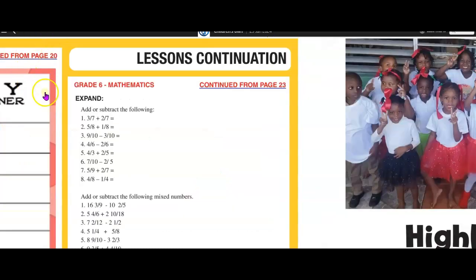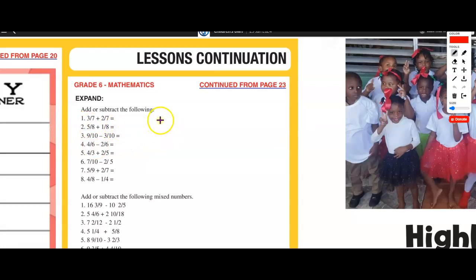So here we have some work for you to do. Add or subtract the following: 3 sevenths and 2 sevenths, 5 eighths and 1 eighth, 9 tenths minus 3 tenths, 4 sixths minus 2 sixths, 4 thirds plus 2 fifths, 7 tenths minus 2 fifths, 5 ninths plus 2 sevenths, 4 eighths minus 1/4. All right, so some of those are pretty easy to do.